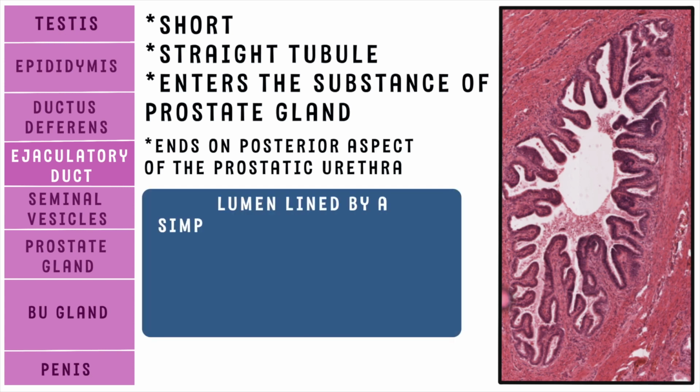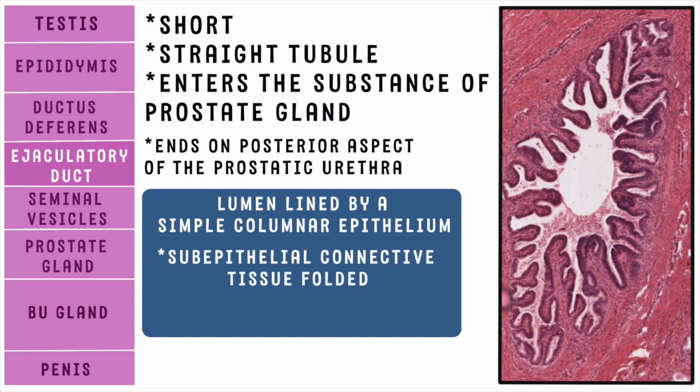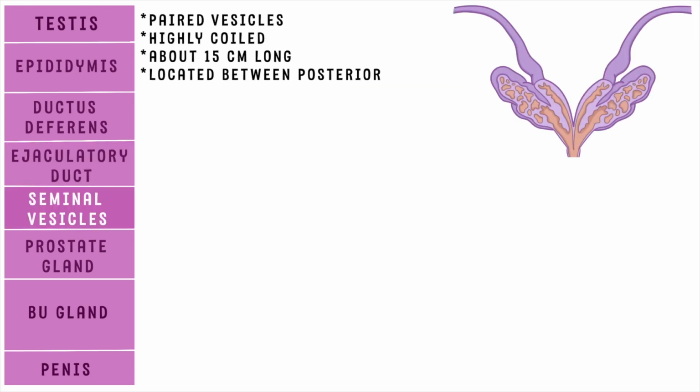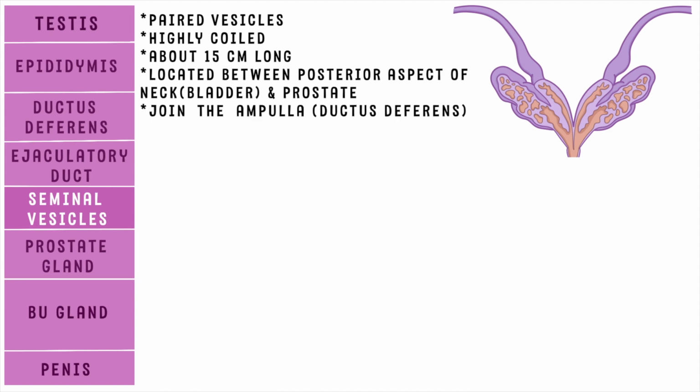The lumen of the ejaculatory duct is lined by a simple columnar epithelium. The subepithelial connective tissue is folded, a feature responsible for the irregular appearance of its lumen. The ejaculatory duct has no smooth muscle in its wall. The paired seminal vesicles are highly coiled tubular structures about 15 cm long. They are located between the posterior aspect of the neck of the bladder and the prostate gland, and join the ampulla of the ductus deferens just above the prostate gland.